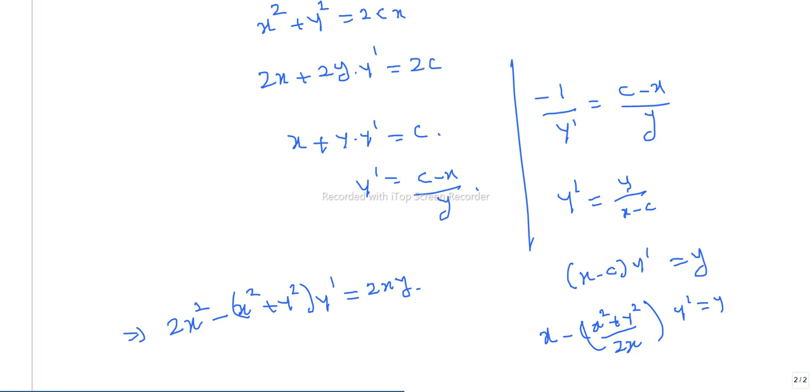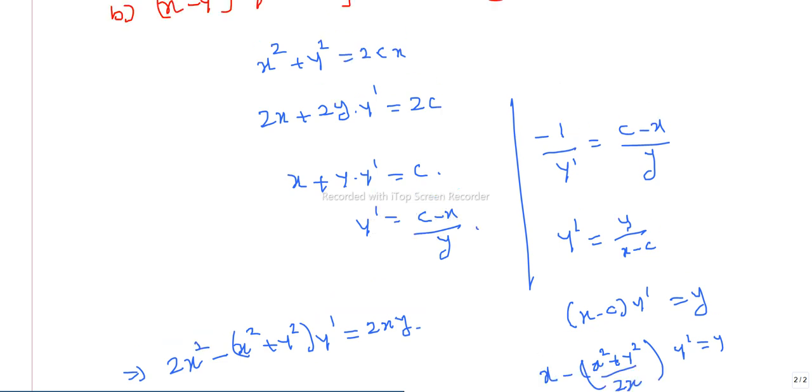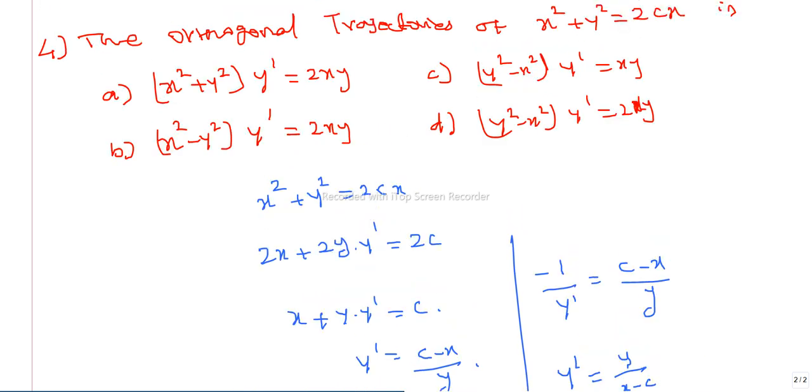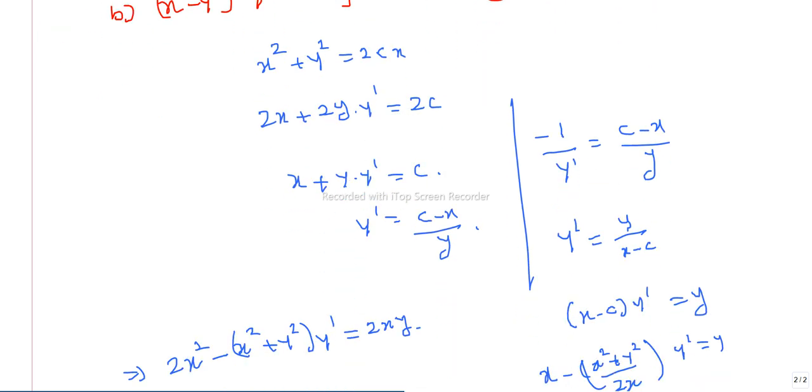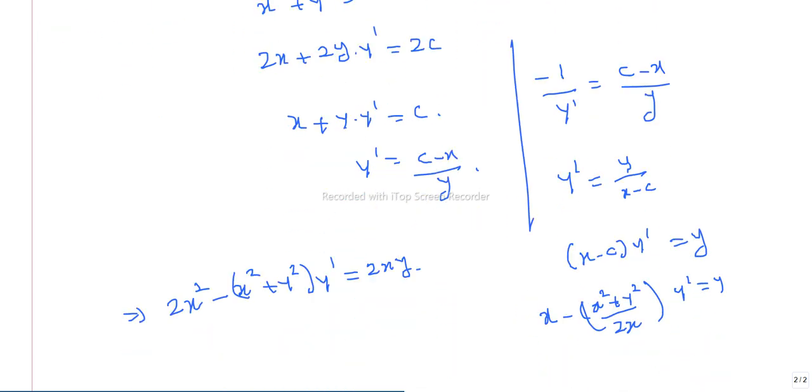But in the options that they have given, I think none of the answers is right. Where did we make the mistake? Maybe B is right, sir? B is x square. Okay, maybe what is wrong in our option?